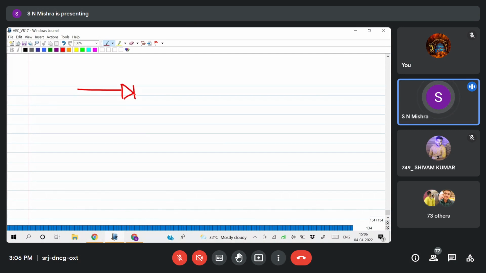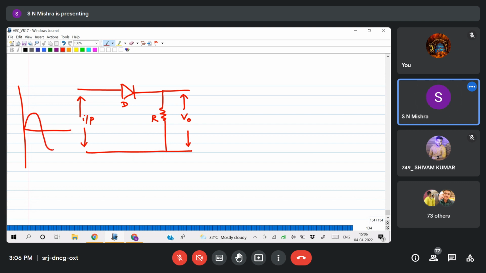A diode is connected here, then a resistor. Here I want to find out the output voltage across the resistor. The diode is here, and the input signal is like this, let us say. It will take 5 volt here and minus 5 volt here.